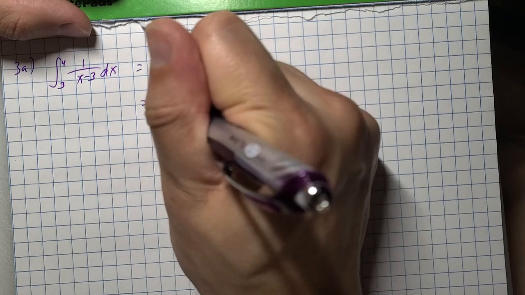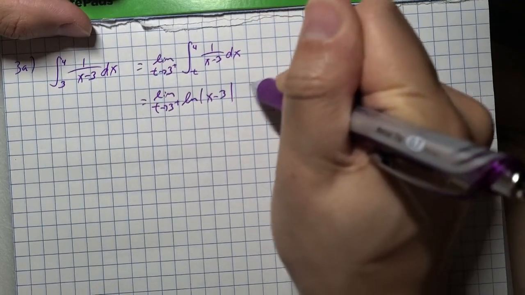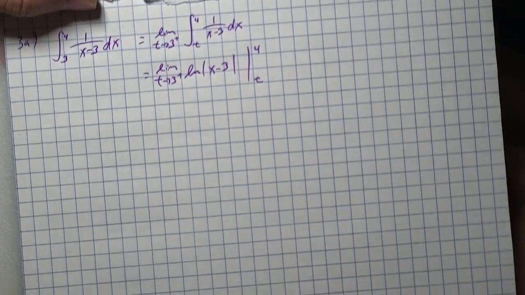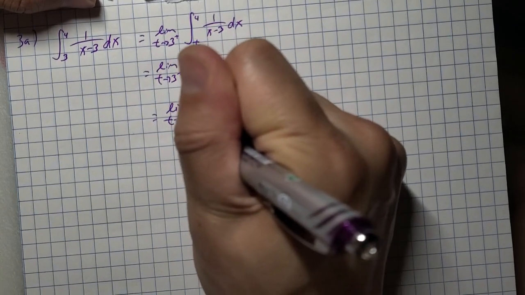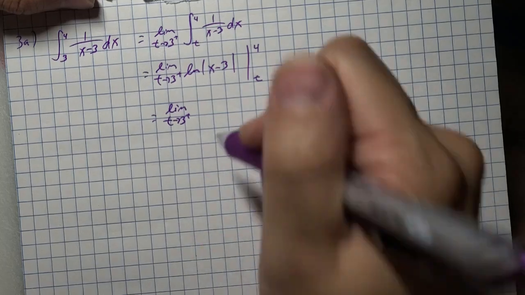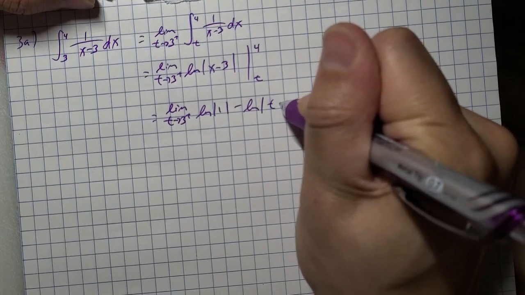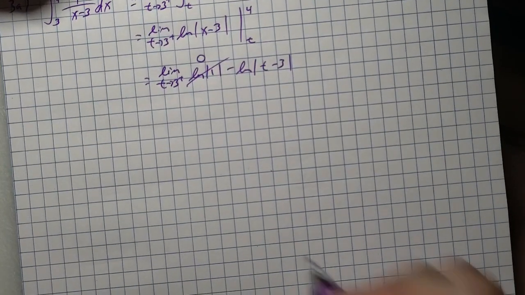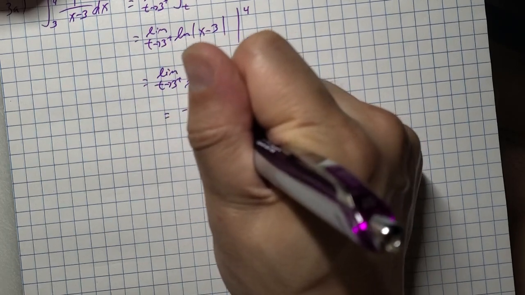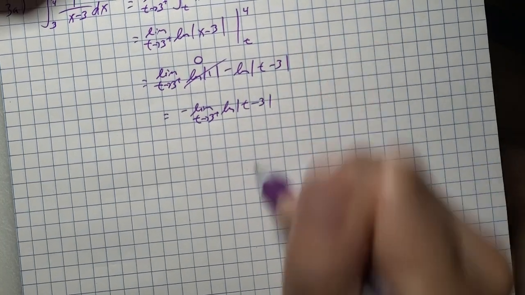Now, this integral is easy to evaluate. That's just ln of x minus 3. We evaluate this from t to 4. So we get limit as t goes to 3 from the right of ln of 4 minus 3, which is ln 1, minus ln of t minus 3. This guy is simply just 0. So we have minus limit as t goes to 3 from the right of ln of t minus 3.